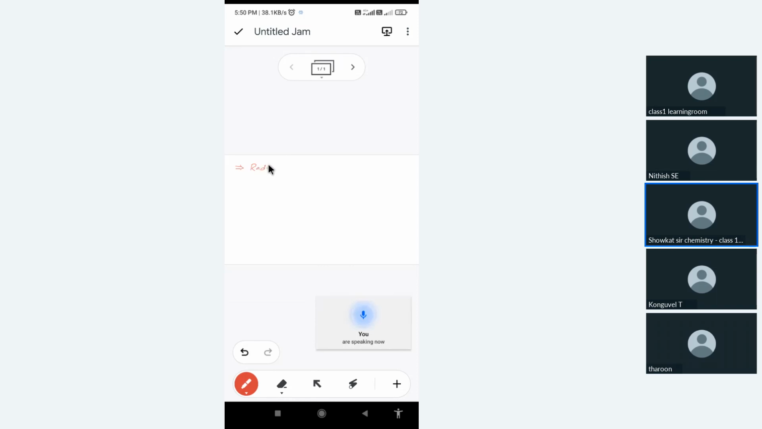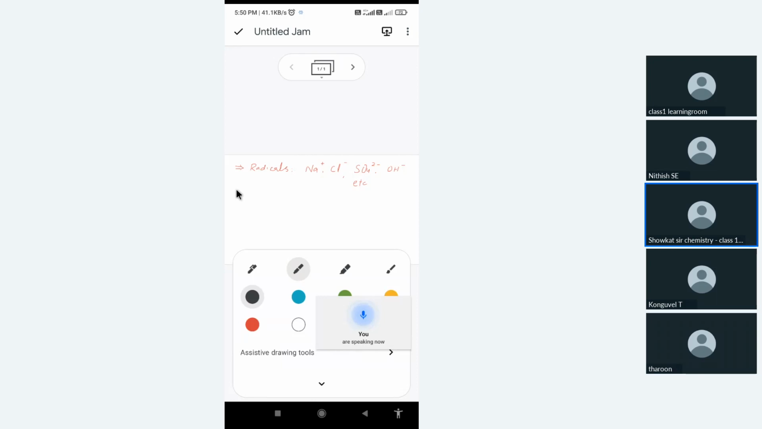We have acidic radical and basic radical, right? If I write Na positive, this is my radical. Similarly, if I write Cl negative, it's also a radical. Similarly, sulfate ion is also a radical. If I write OH negative, all these are your radicals. But radicals are of two types. One type is known as basic radical, and the other is acid radical, acidic radical.